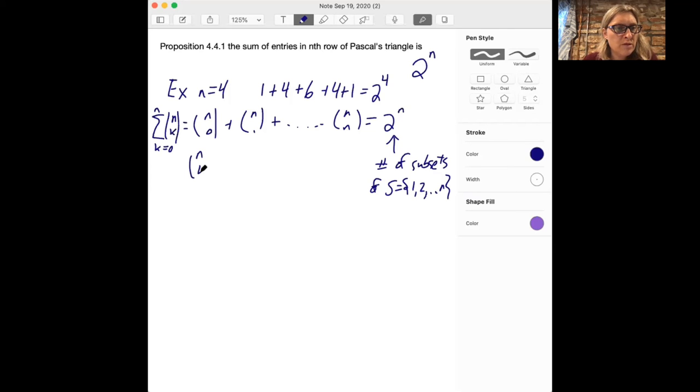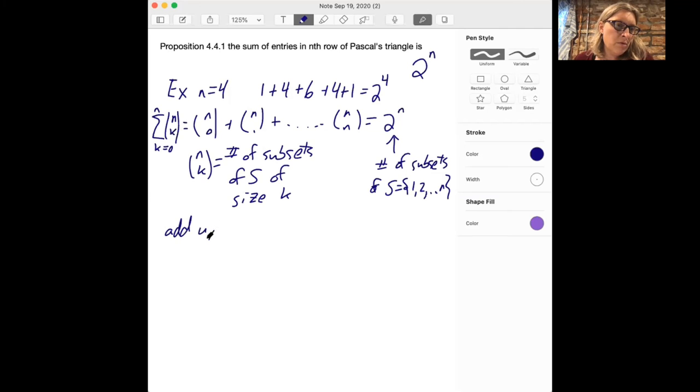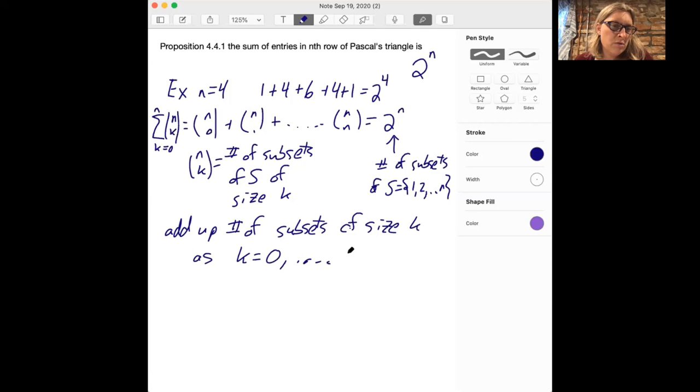The other thing to remember is that n choose k is the number of subsets of S of size k. And so what this identity is saying is that if you add up the number of subsets of size k, as k goes from 0 to n, you get the total number of subsets.